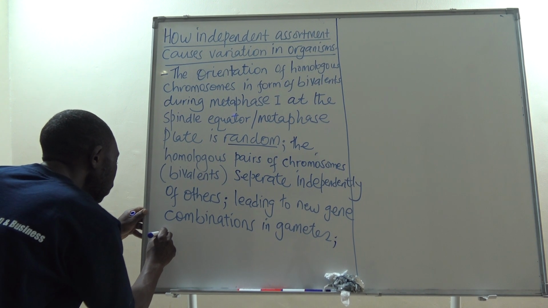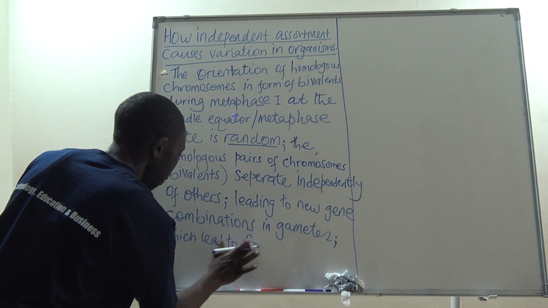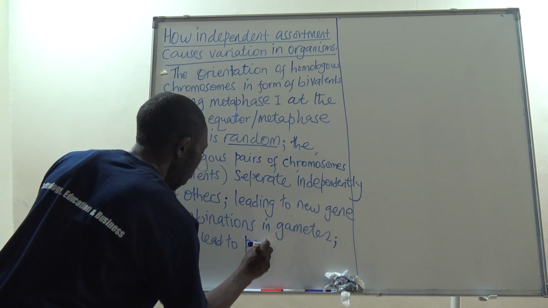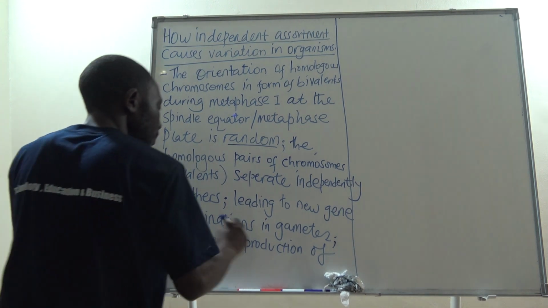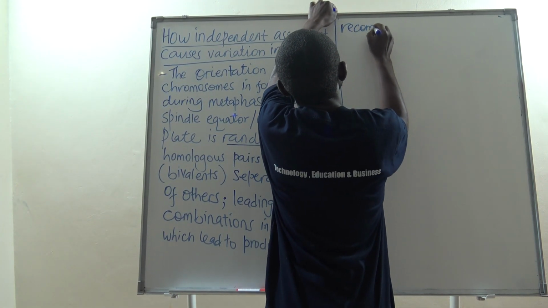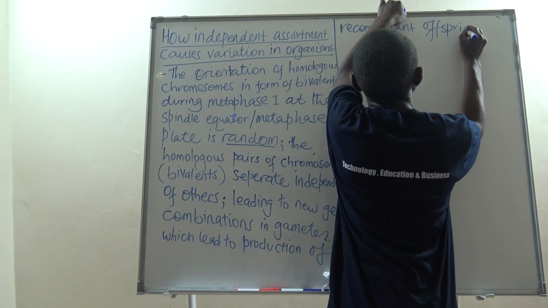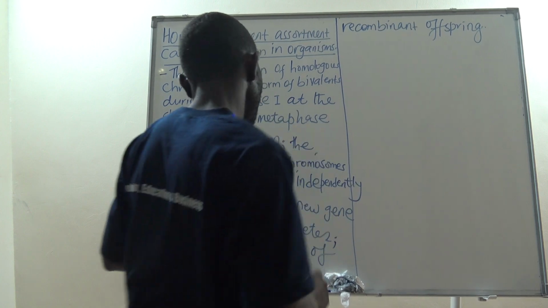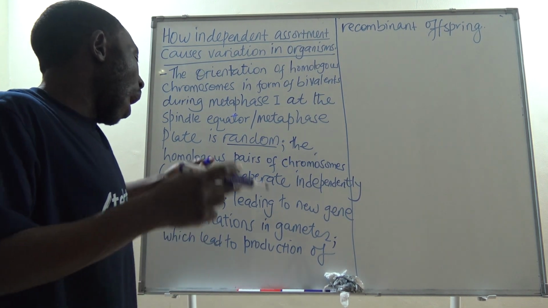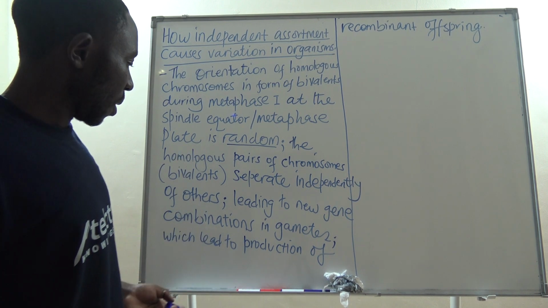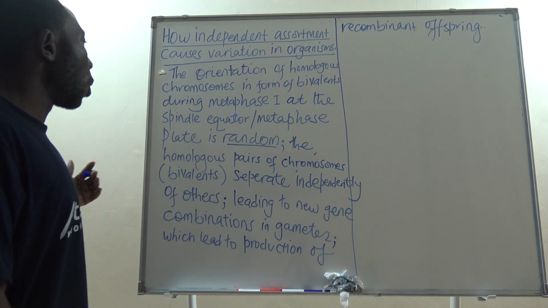Which leads to the production of recombinant offspring. Even if we say hence leading to variation in organisms, that is enough. The question is, how does it lead to genetic variation? So, that is briefly how independent assortment causes variation in organisms.